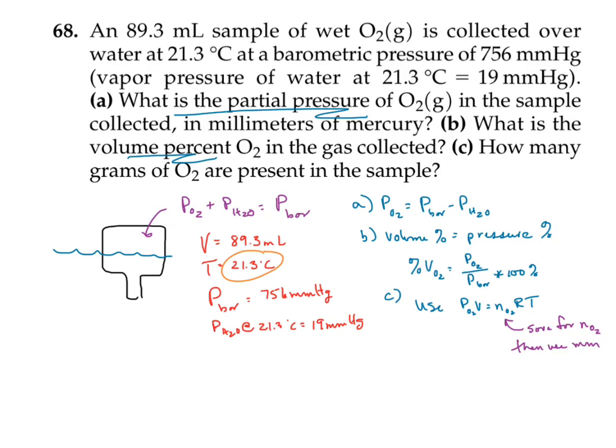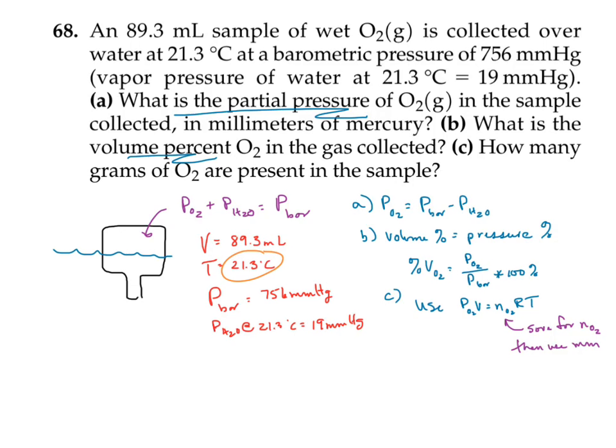Now B, I was glad to look back in my notes and remind me how this works, because I don't think I said it anywhere in lecture. But when they ask for the volume percent relative to the O2 and the H2O gaseous, that's the same thing as the pressure percent. So what that looks like is just the partial pressure of oxygen over the total pressure, which is the barometric pressure.